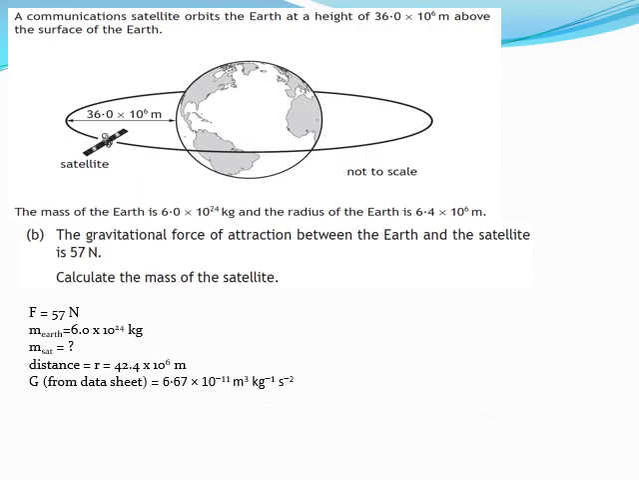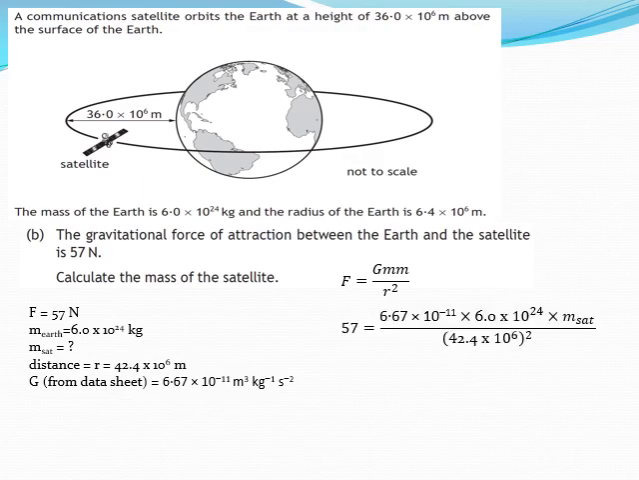we know from part A the radius, the height above the surface of the Earth plus the radius of the Earth. So we've got the distance there, and we know that we need big G, given that we're going to use Newton's universal law of gravitation, which is F equals G times M over R squared. So we substitute in our values first, and then we rearrange our relationship.